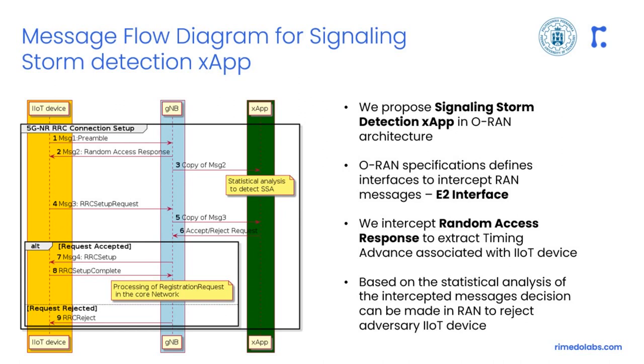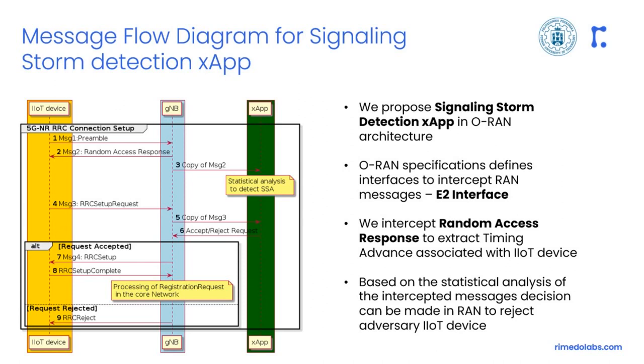The concept of Open RAN enables interaction with RAN through the dedicated interfaces. For example, E2 interface can be used to intercept RAN protocol messages. In the figure we can see the message flow diagram between IIoT device, G-Node B and XApp. With the use of the Open RAN interfaces, the random access response, which carries the timing advance of the IIoT device, can be copied to the XApp to perform statistical analysis in order to detect signaling storm.